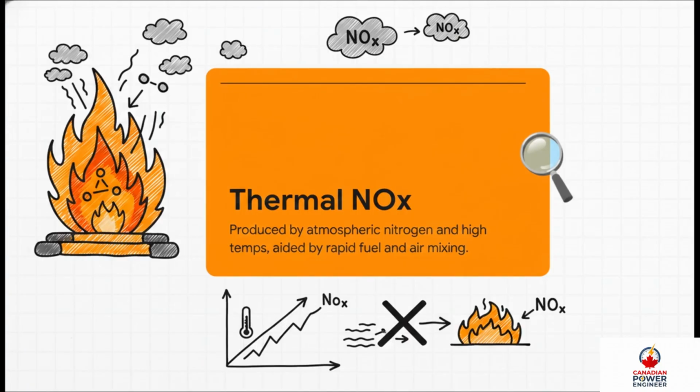It's produced when regular atmospheric nitrogen gets exposed to the insanely high temperatures of your furnace, and that whole process gets accelerated by the rapid mixing of fuel and air. The huge takeaway here? NOx production is an exponential function of temperature, meaning if we can figure out a way to lower the peak heat of the flame and slow down that mixing process, we can practically choke off its formation right at the source.